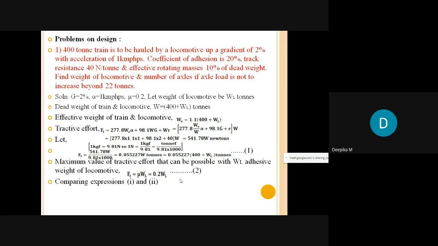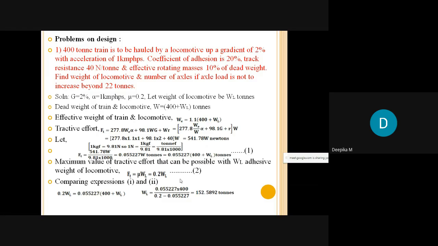Now let us equate these expressions 1 and 2. So when we equate expressions 1 and 2, then I could write 0.2 WL will be equal to 0.055227 into 400 plus WL. So then what will be the WL here? Upon rearranging, we will get the answer 152.5892 tons.